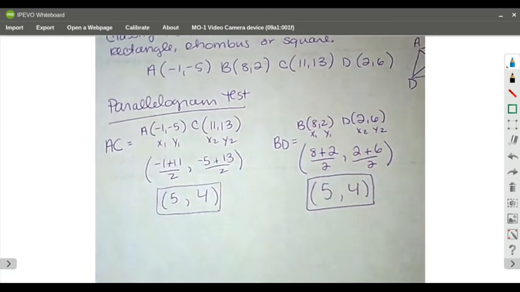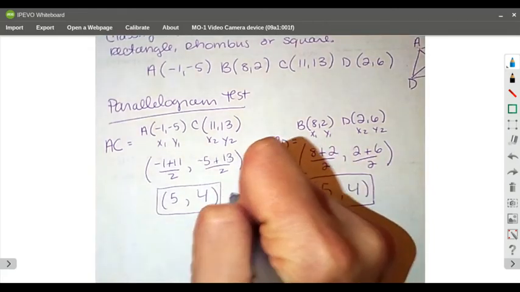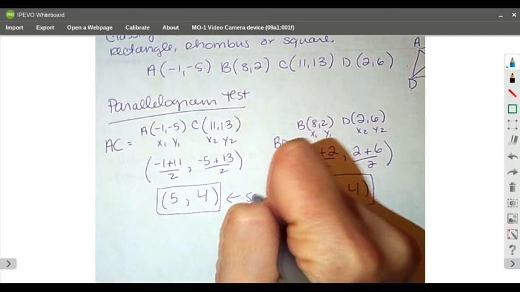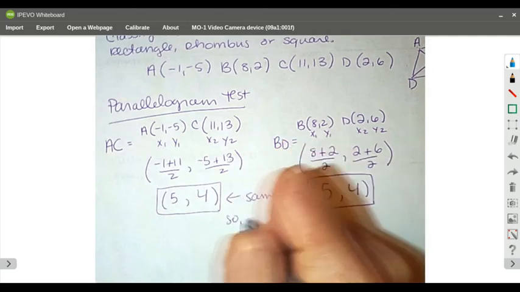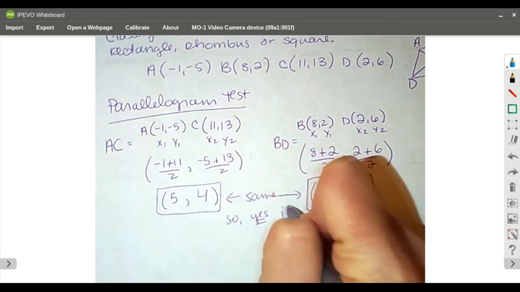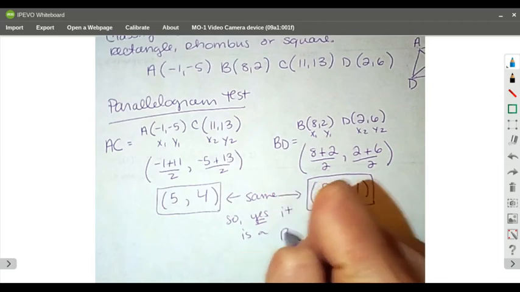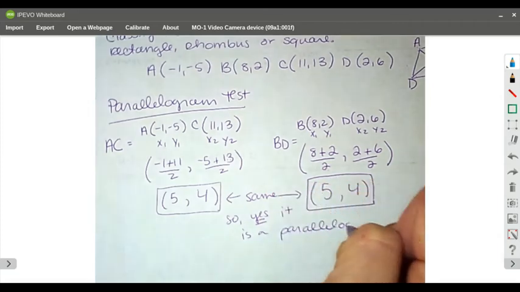So see how those are the same? So that would mean that, yes, it is a parallelogram. So we're going to see if these are the same. So, yes, it is a parallelogram. There's the first test.